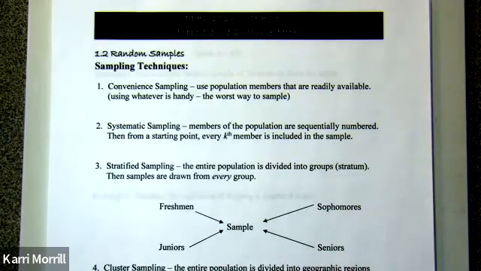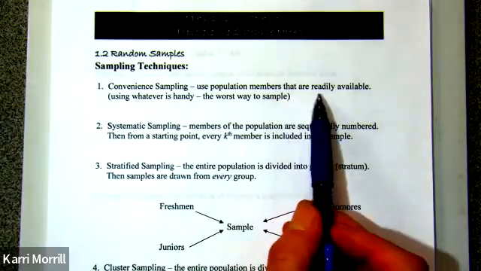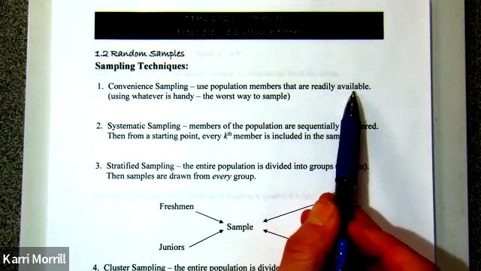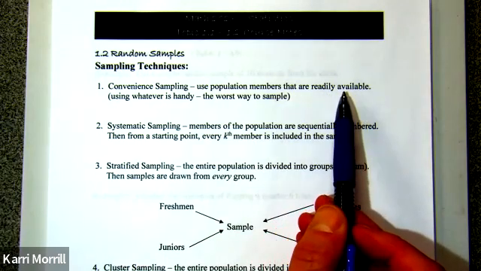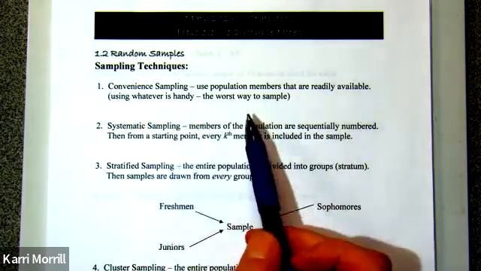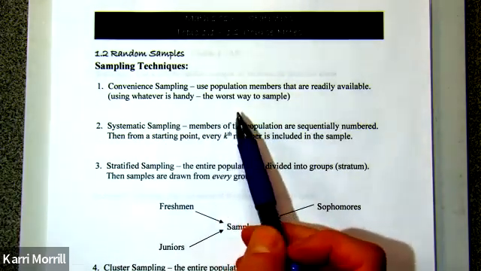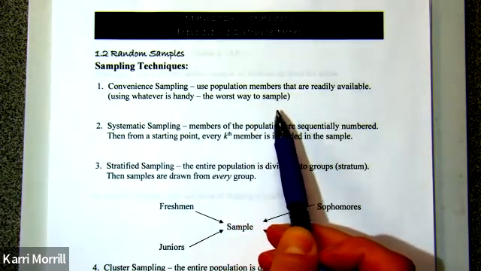Okay, let's go over the notes over topic 1.2, our random samples. We're going to learn about sampling techniques today. So there is something that's called convenient sampling. This is when we might use the population members that are readily available, basically the easiest. Use whatever's handy. And it probably is the worst way to sample a population.